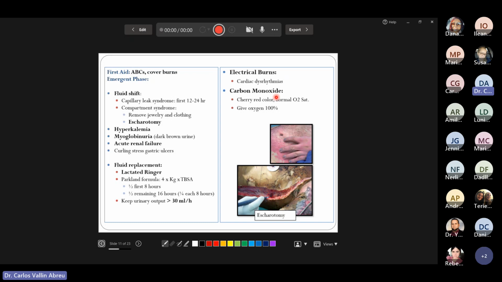And the other component of the burns is that when hydrocarbons are burned, okay? And hydrocarbons is anything that is plastic, anything, and the world is full of hydrocarbons, no? When hydrocarbons are burned, a substance called carbon monoxide is produced.